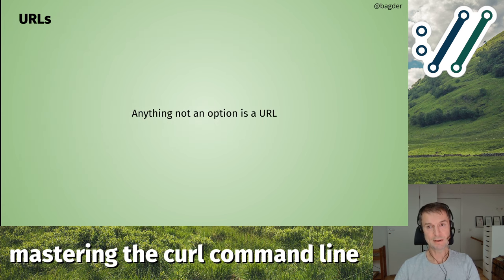Anything that is not an option is a URL. So if it doesn't start with a dash or a dash dash, right? If it's not an option, it is a URL. Meaning that's the only thing you can provide to curl: options and URLs. There's nothing else you can provide. You can also select to not provide anything at all, just the curl command line. Like if you go like this, and let me pop up the terminal here.